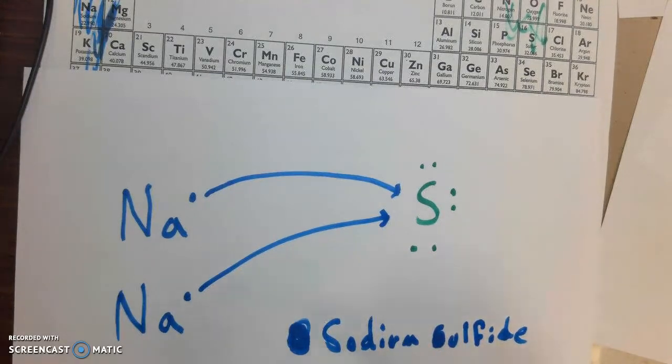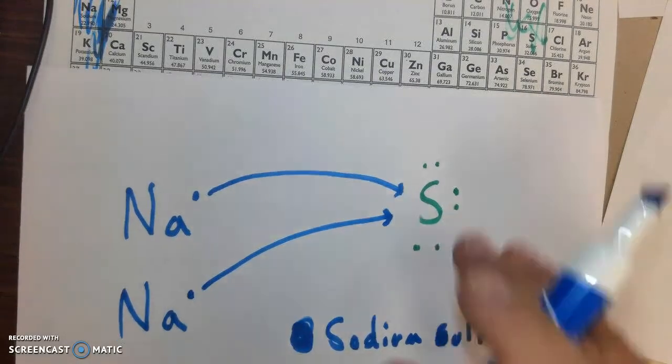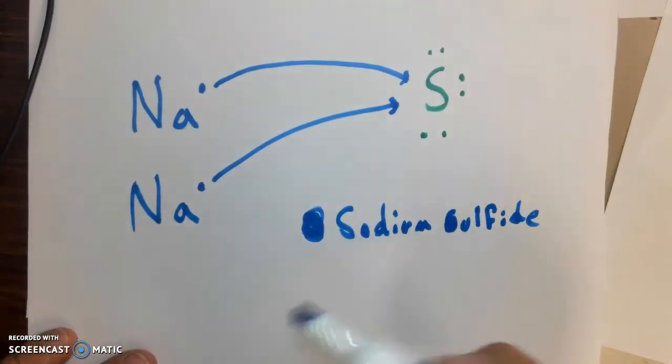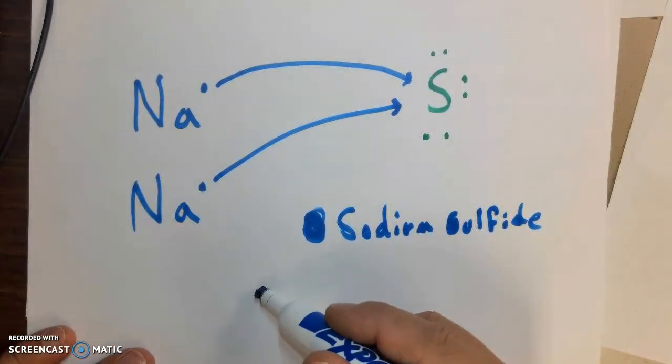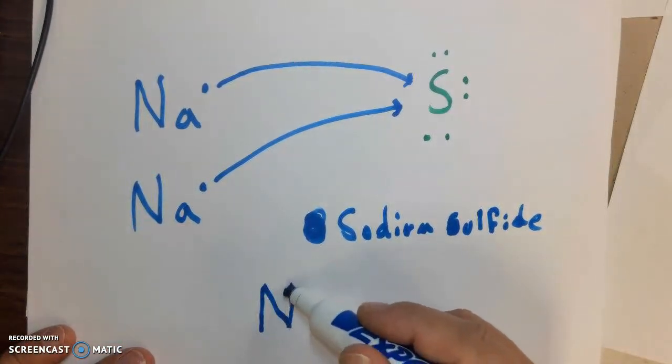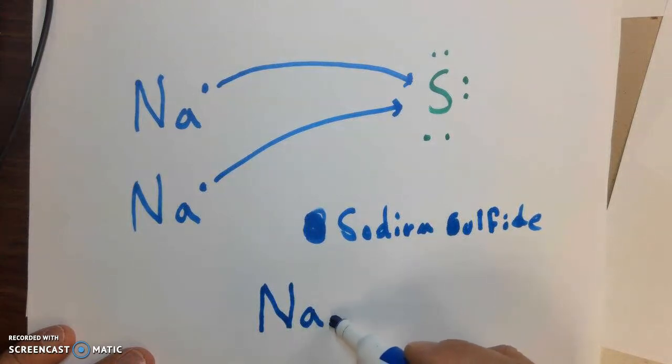The way we would write that, we have to use something called a subscript. Sub, like a submarine, means down below. So we would write that like this, Na2S, that means 2 sodiums and one sulfur.